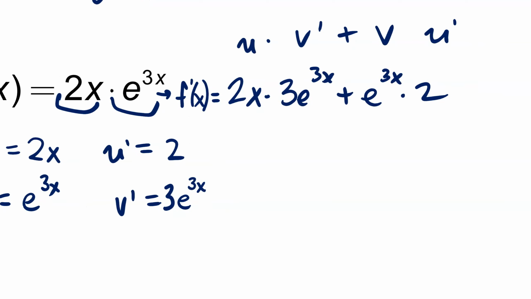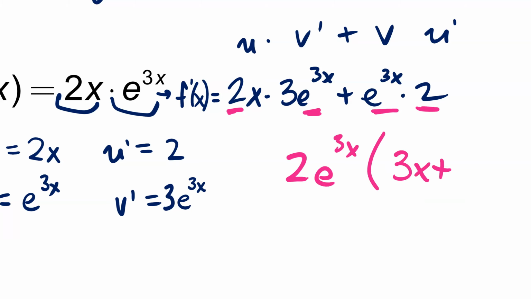So then notice we have a common factor, 2 times e to the 3x. So I pull out 2 times e to the 3x, and I'm left with 3x plus 1. We did pretty well on this one, not going to lie.